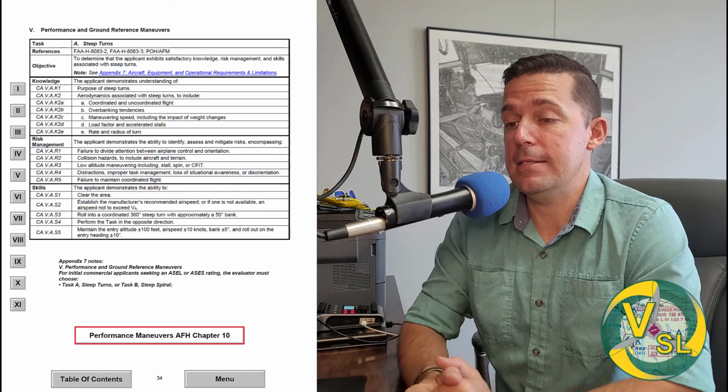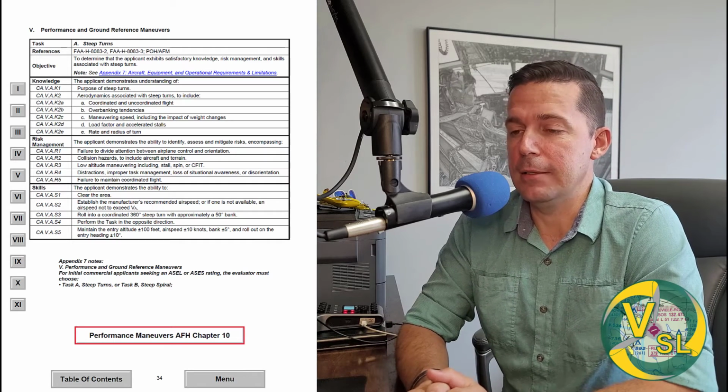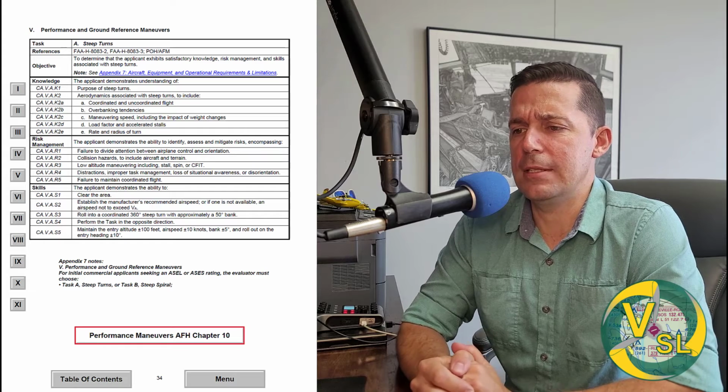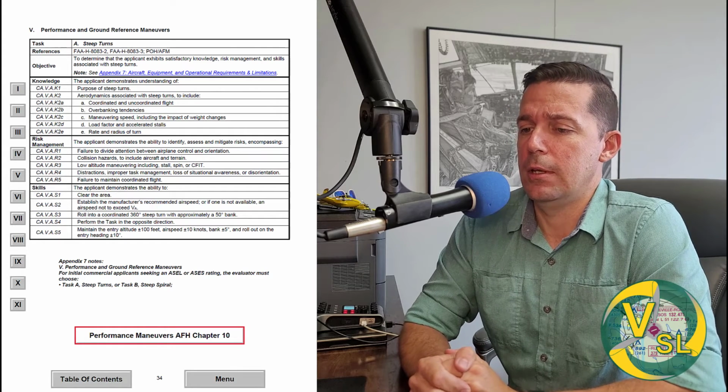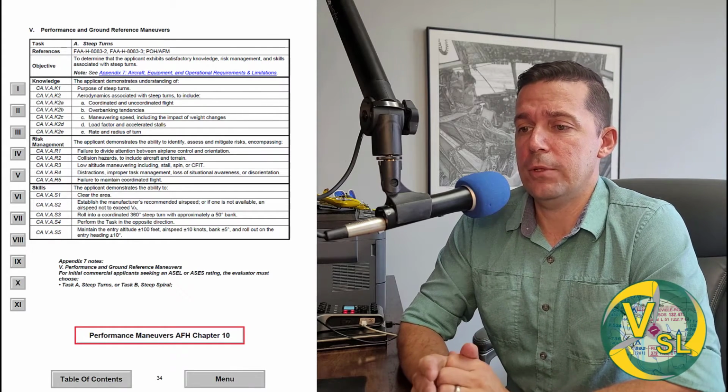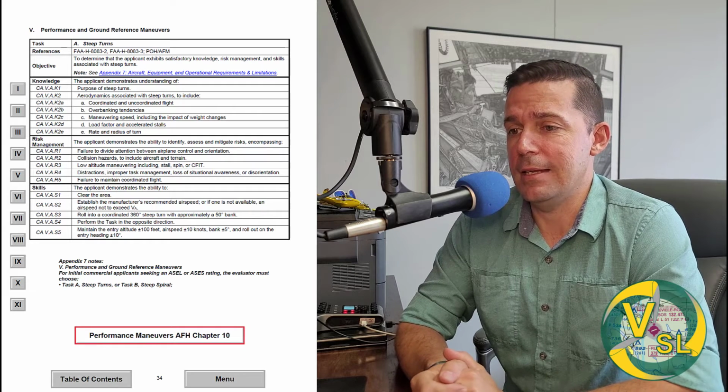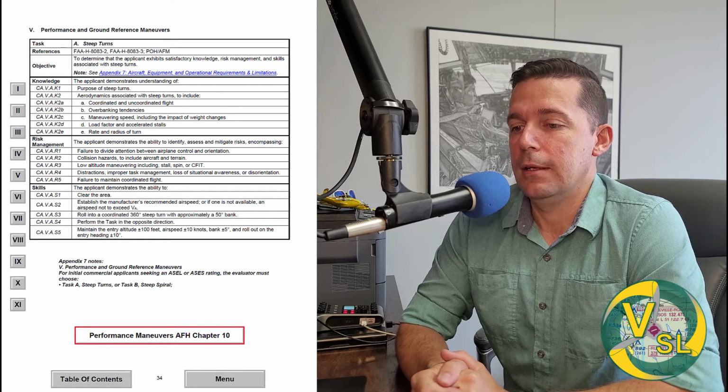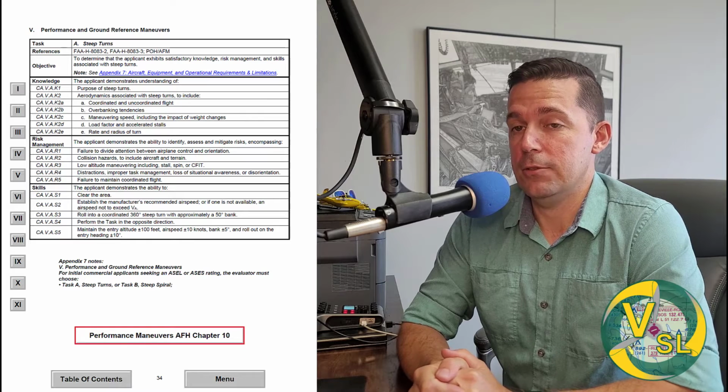I have the ACS, Area of Operation 5, pulled up right now. This is for performance and ground reference maneuvers. Now, the first one that we're going to cover is Task A, and that's steep turns. Now, steep turns has 5 skills listed.